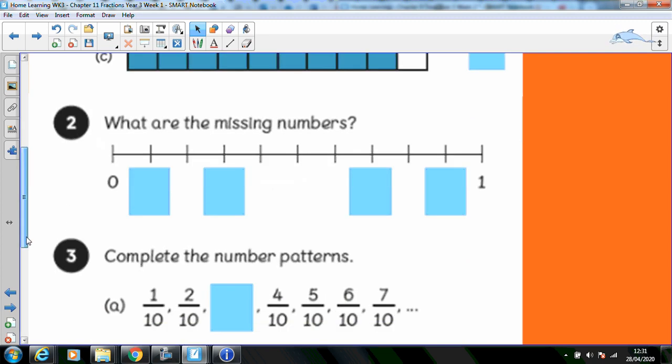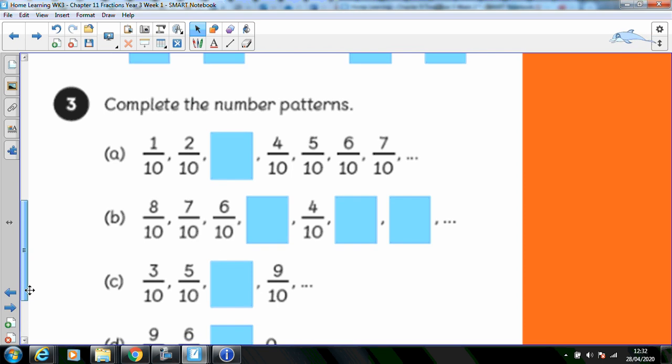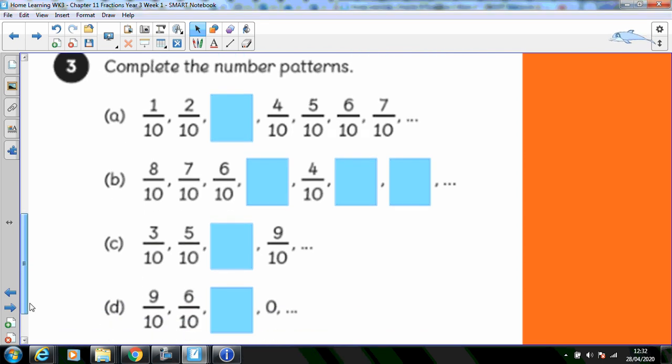Okay, question 3. Complete these number patterns. Okay, there are 4 for you. You can pause the video now if you want to write them out. Did you remember that sometimes we're counting up in tenths and sometimes we're counting down in tenths? Well done.